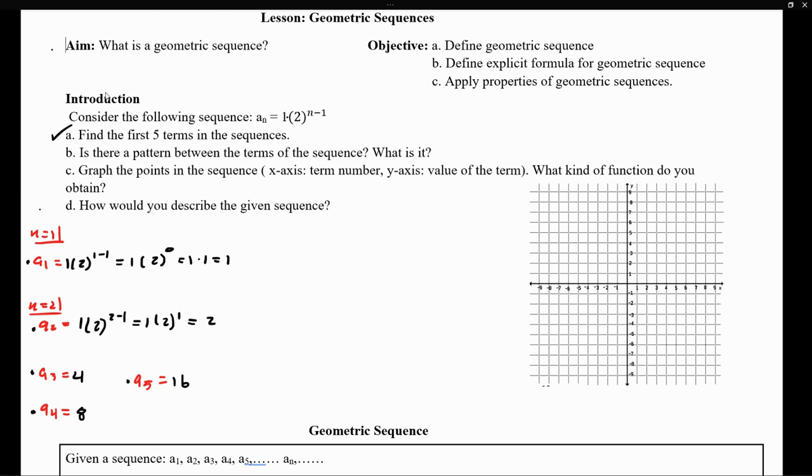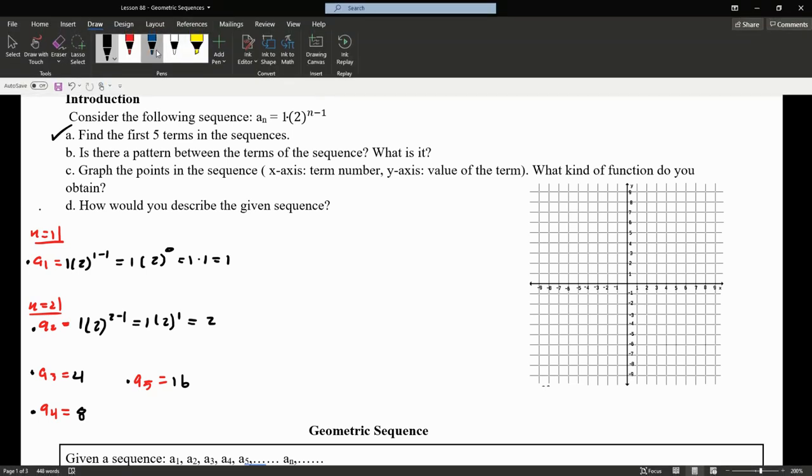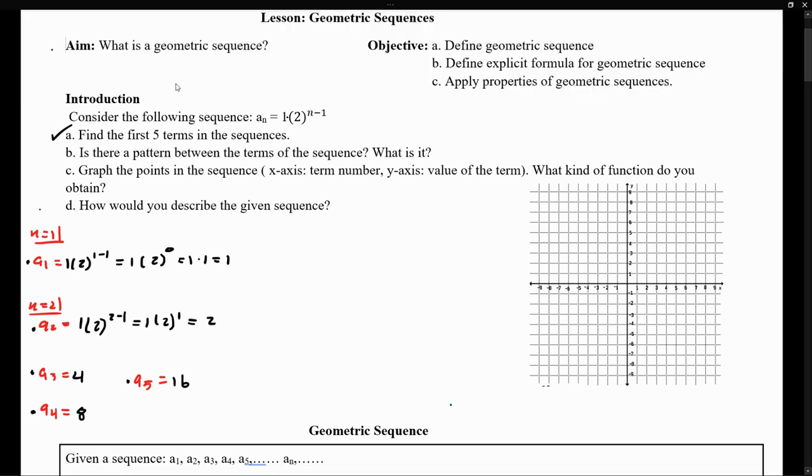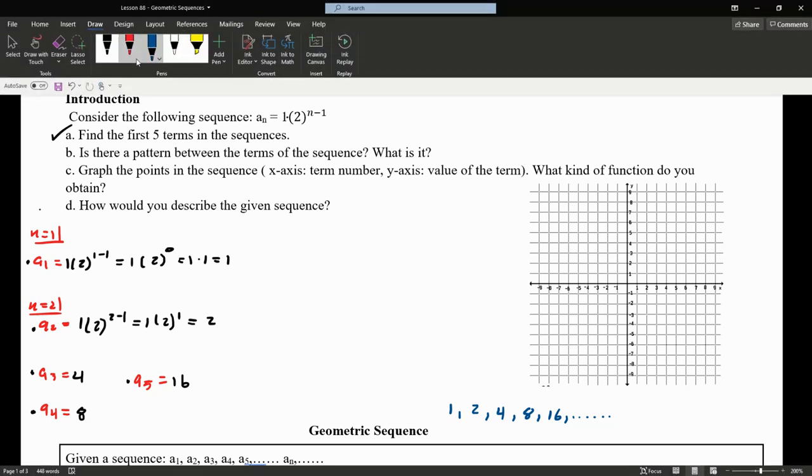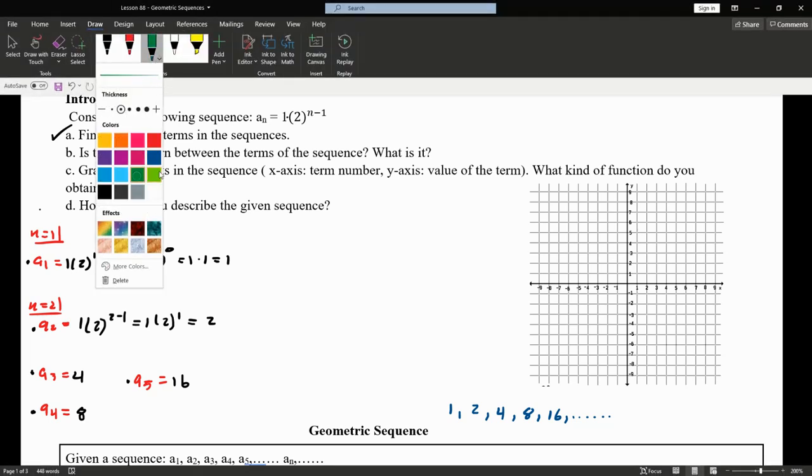Now, there seems to be a pattern between the terms of the sequence. Well, let's write them out here. My first term is 1, my second term is 2, my third term is 4, my fourth term is 8, my fifth term is 16, and there's more. If we just write them out and take a look at the values of the terms, there seems to be a pattern in how we get to the next term.